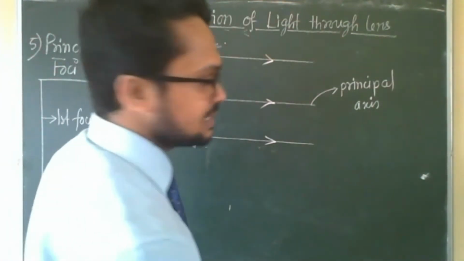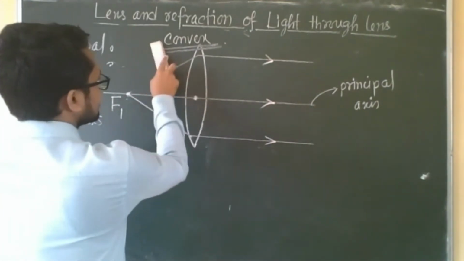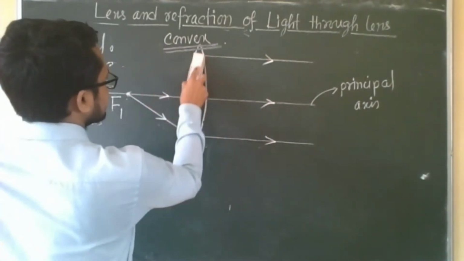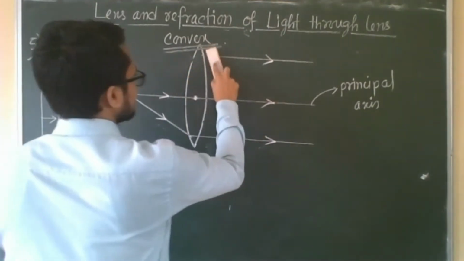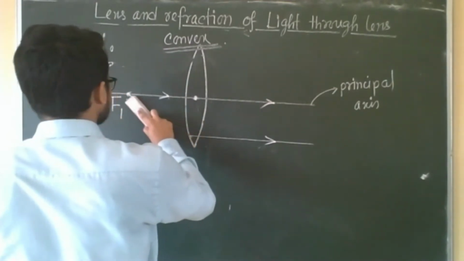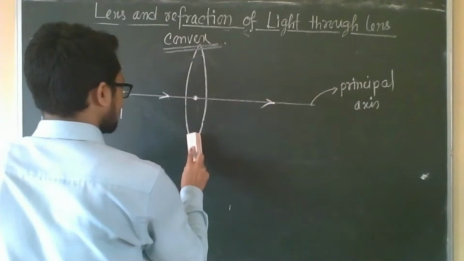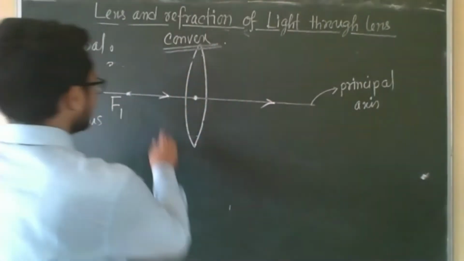Second focus will obviously lie on the other side. Two focus will not lie on the same side, so second focus will lie on the other side. So what will be the definition of second focus? For second focus, we will take incident light that is parallel.